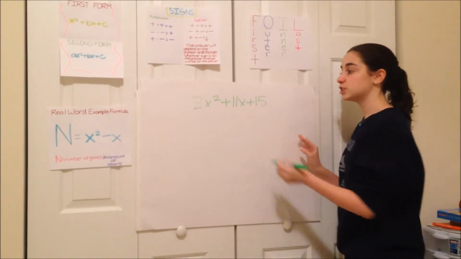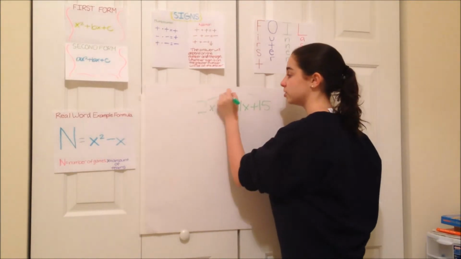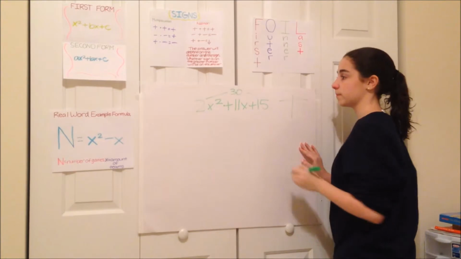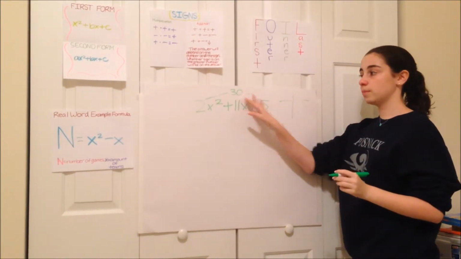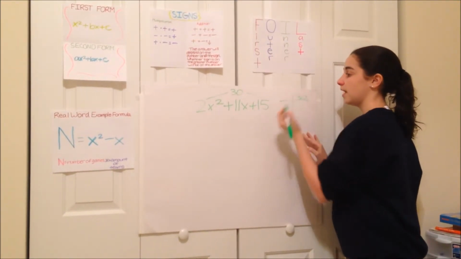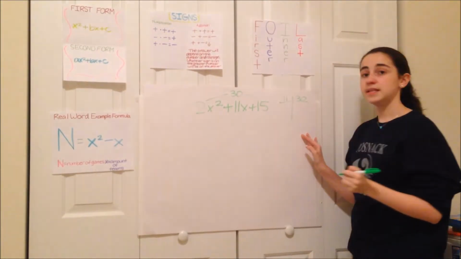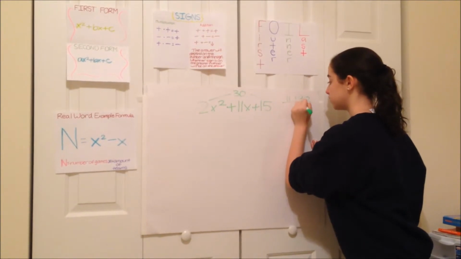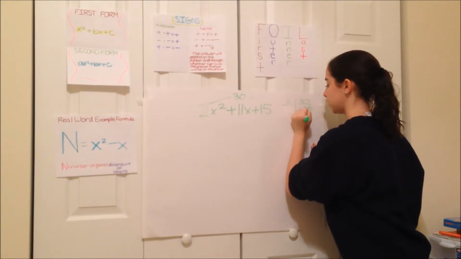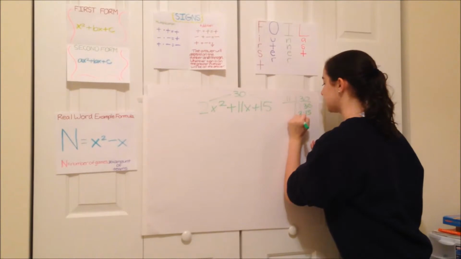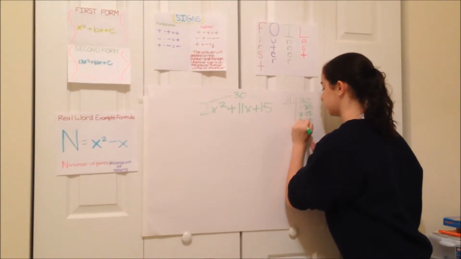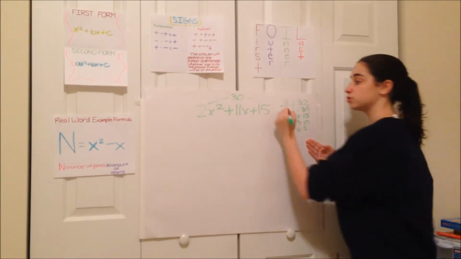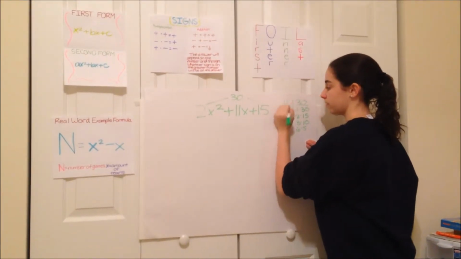The next step is to multiply the 15 and the 2 to get 30. Then I make the t-chart. You need to find two numbers that have the product of 30 and the sum of 11. The easiest way to do this is to make a factor list of 30. You're going to have 1 times 30, 2 times 15, 3 times 10, and 6 times 5. Looking at the list, I can tell that 6 and 5 are the closest to 11. So I'm going to put them under 11.